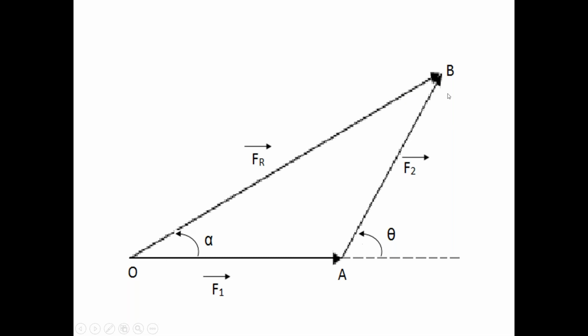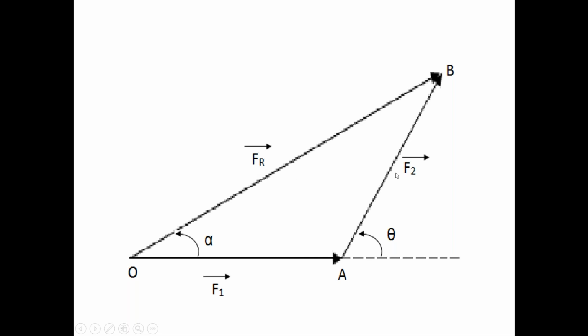This triangle OAB is called the force triangle because the side OA is the force F1, side AB is the force F2, and side OB is the resultant force FR. So we call this the force triangle. In this force triangle, OA is equal to F1, AB is equal to F2, OB is equal to FR.